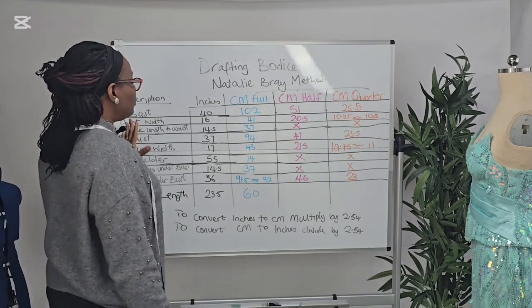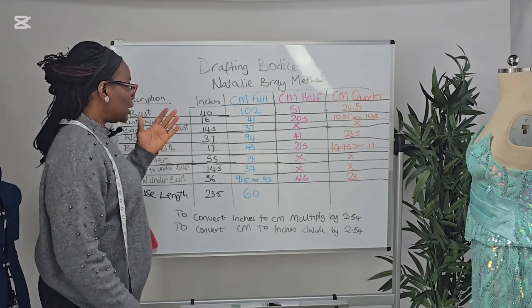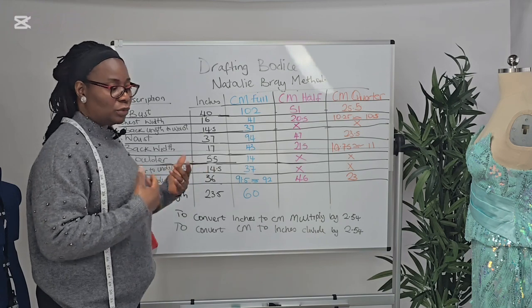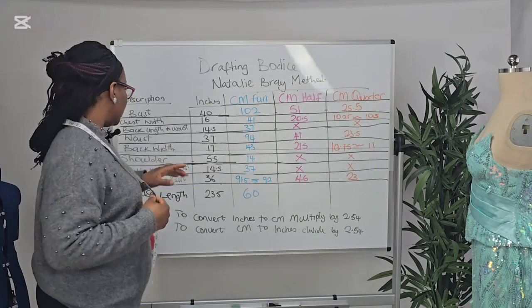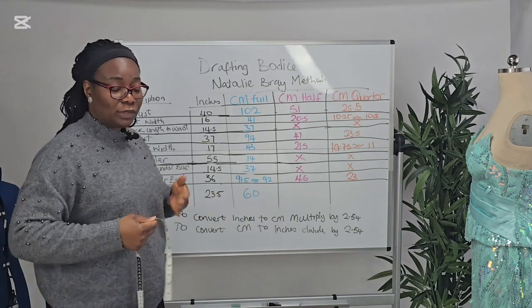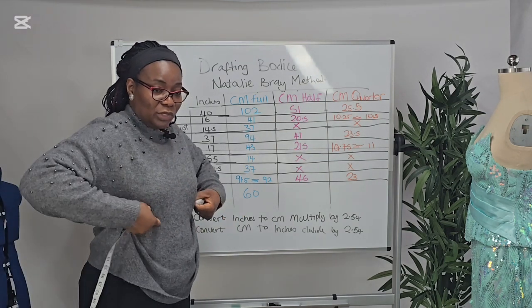Okay. So now, like I said, on some of the measurements we would be needing the half and the quarter in addition to the full. There's a measurement that I didn't measure. That's the round under bust. Basically, you measure your round under bust. This is, for example, where your bra sits. Your round under bust is exactly on that point.